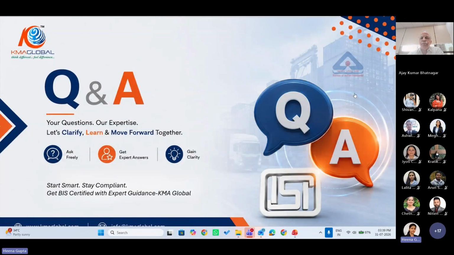Another question from Ms. Kalpana is, what is QCO? The full form of QCO is quality control order. The meaning of QCO is that many times various ministries observe that, because of safety reasons, health reasons, or quality issues, a particular product should be mandated by the Bureau of Indian Standards under a mandatory certification scheme.